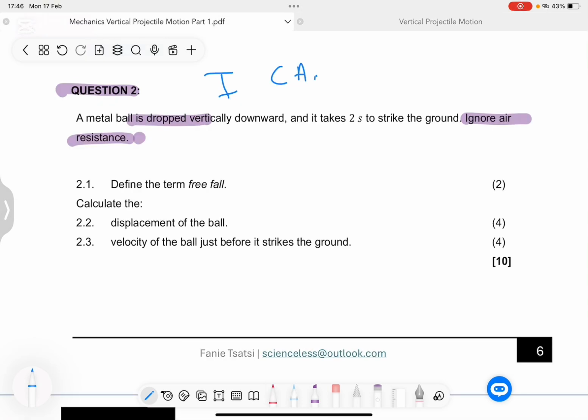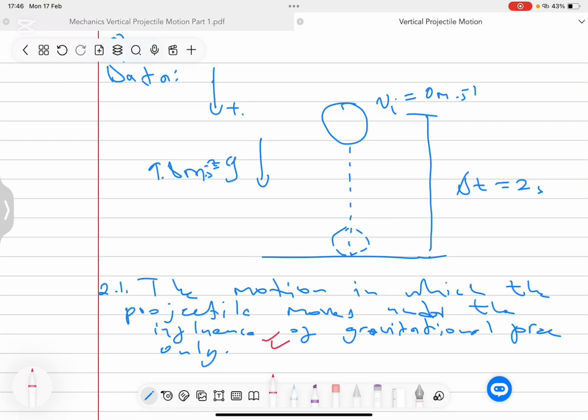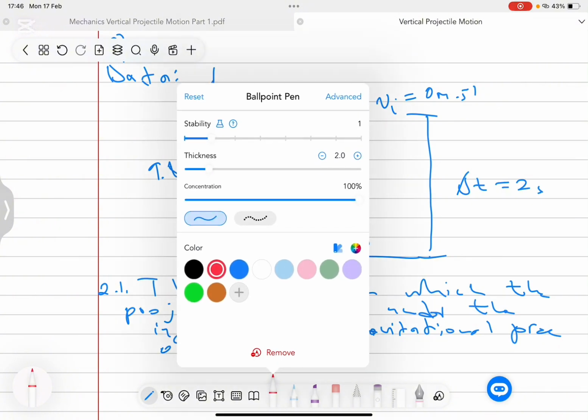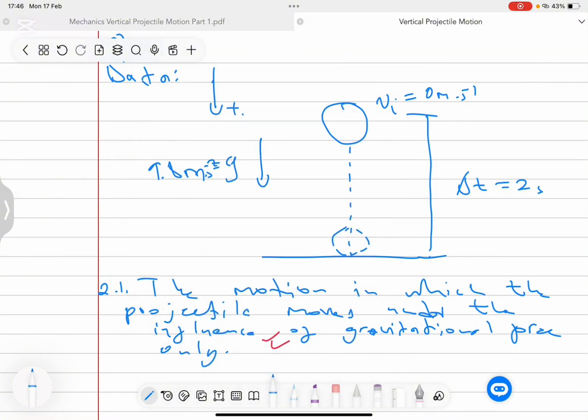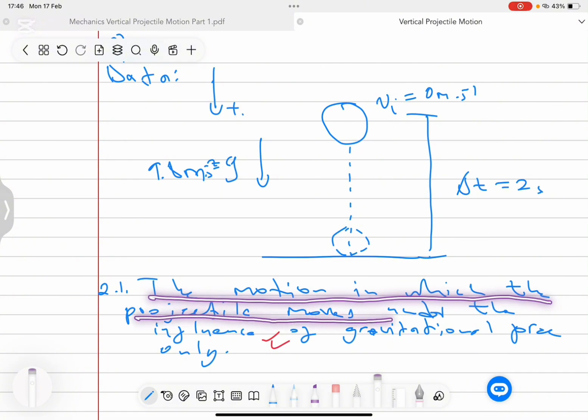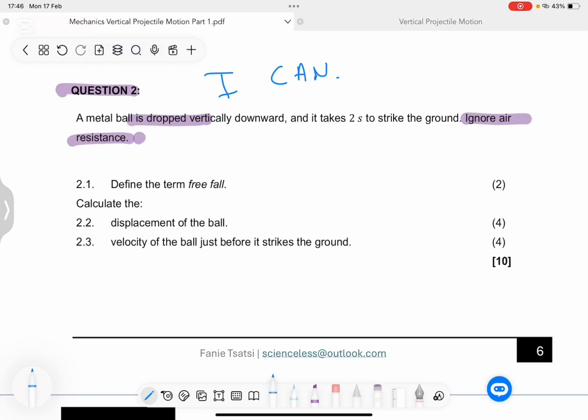Now, after you answered the question, you can navigate the answer, meaning you look if there are no mistakes or any errors. For this type of question, you look at the spelling errors and if your sentence makes sense. We're saying here that it is the motion in which the projectile moves under the influence of gravitational force only. That looks correct to me.